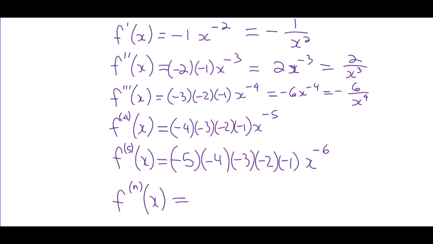So, wait, pattern. We're doing F1. So how many negatives? I have one negative here, right? F2. So I need n negative 1s. Negative 1 to the n. Now all that's going to do is just flip the sign back and forth, right? But that's what we need, right? If I'm doing an odd derivative, I need an odd number of negatives to get a negative term. If I'm doing an even derivative, I need an even number of negatives to get an even term.